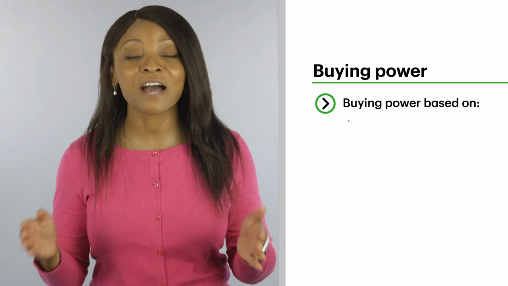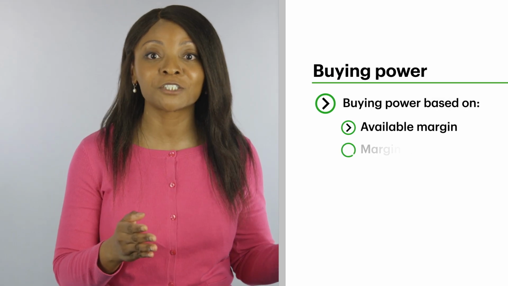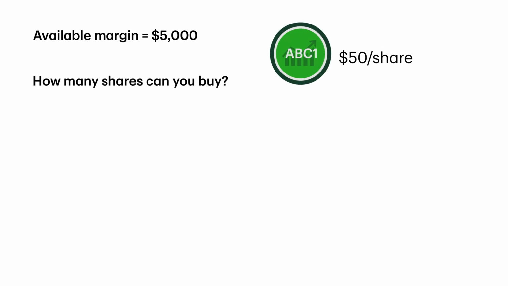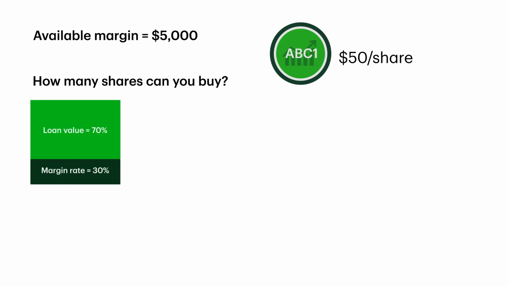For that, we have to look at your available margin, the margin rate, and the price per share of the stock you want to buy. Let's say your total available margin is $5,000 with no current investments in your portfolio. How many shares of ABC1 stock can you buy if it's trading at $50 a share with a 30% margin rate? First, $5,000 divided by 30% means that your buying power is $16,666.66 for any 30% marginable stock.